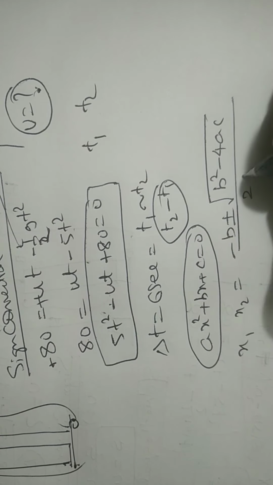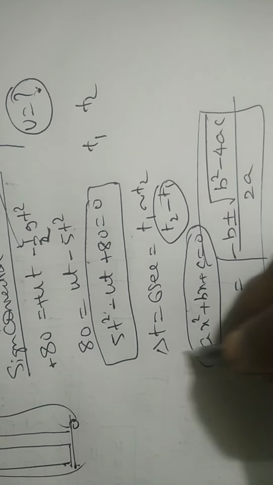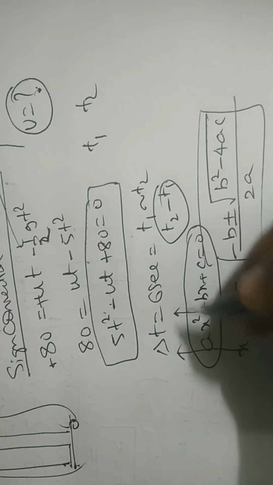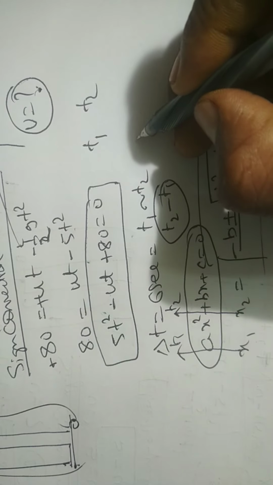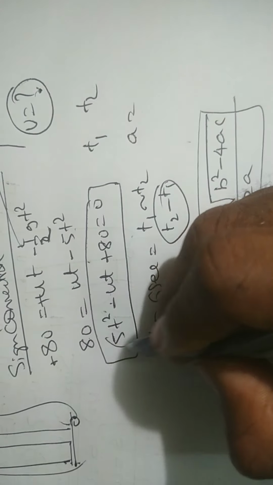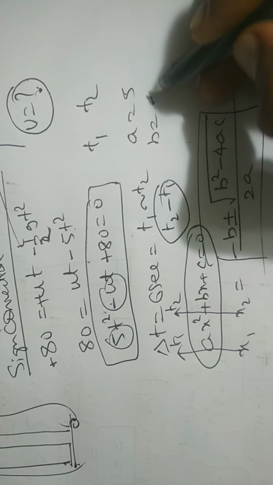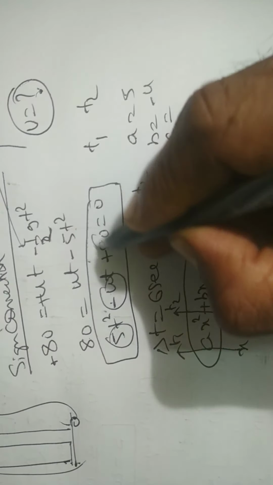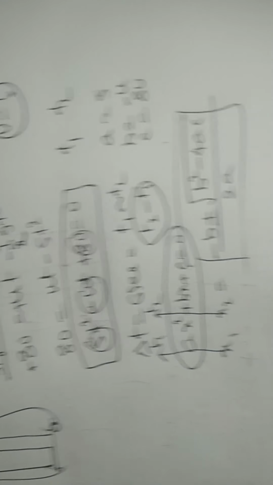By 2a. So in this question also, what are x1 and x2 here? x1 becomes T1, x2 becomes T2. And what are a, b, c? We have to write. What is a? A is this 5. What is b? Minus u. What is c? 80. Simple substitution. Okay, we have to solve this.